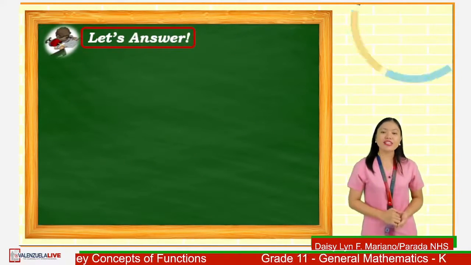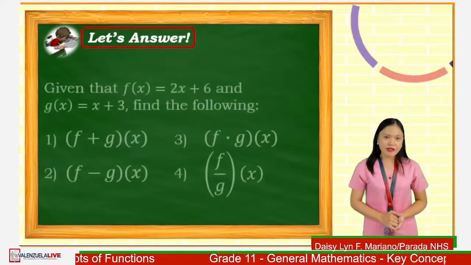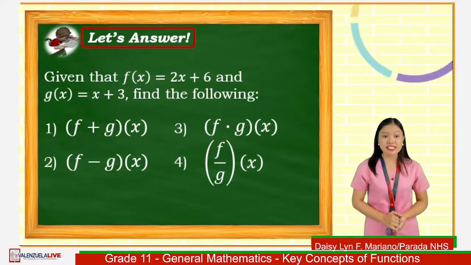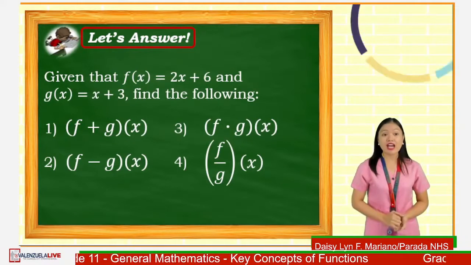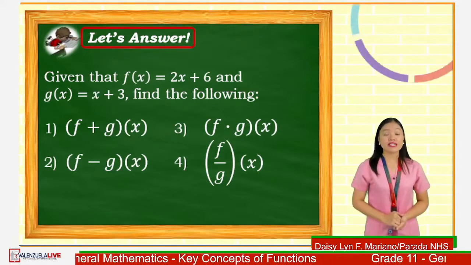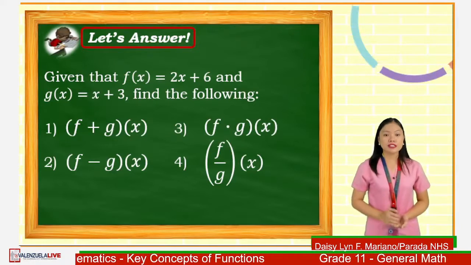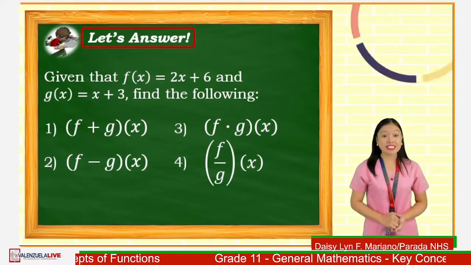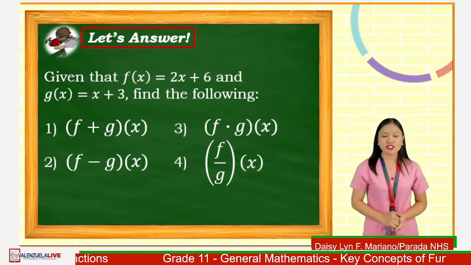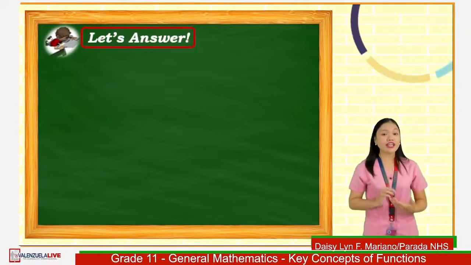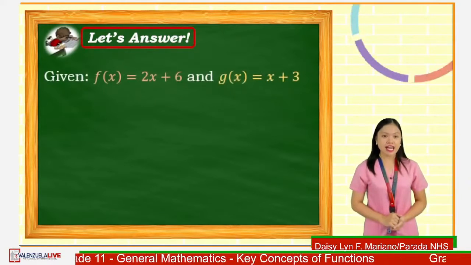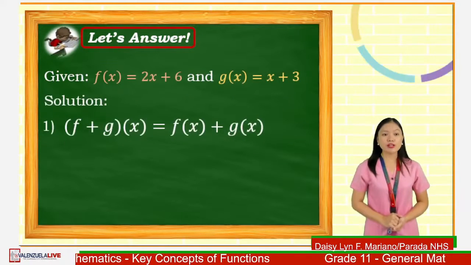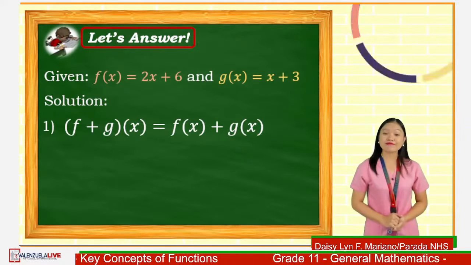Let us have the following examples. Given that f of x is equal to 2x plus 6 and g of x is equal to x plus 3, find number 1 sum, number 2 difference, number 3 product, and number 4 quotient of the given functions. Given that f of x is equal to 2x plus 6 and g of x is equal to x plus 3, the solution for number 1 is as follows.